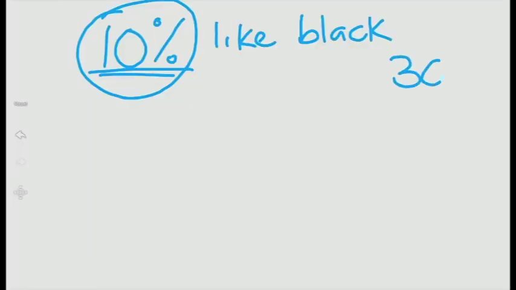Let's say maybe it's a school, and the total number of pupils in this particular school is 300. The school has 300 pupils, and we are told that out of the 300 pupils, 10% like the color black. So we need to unfold this 10%. How do you do that?